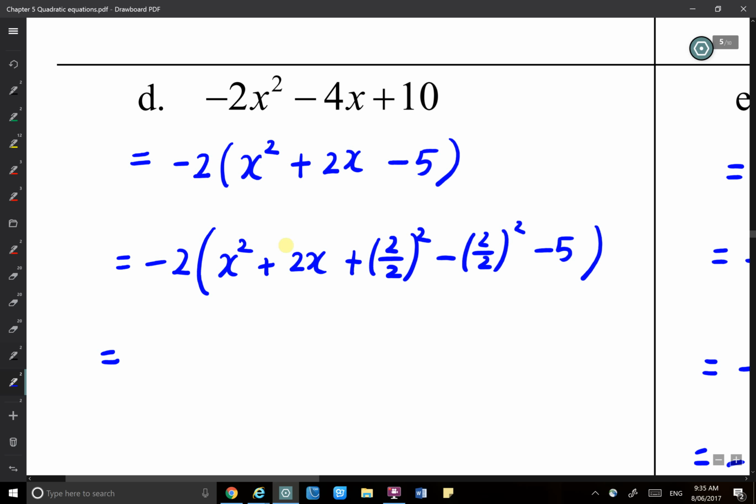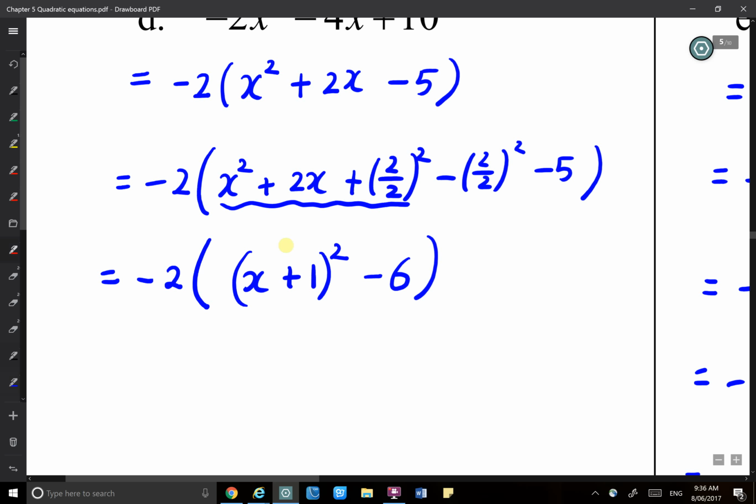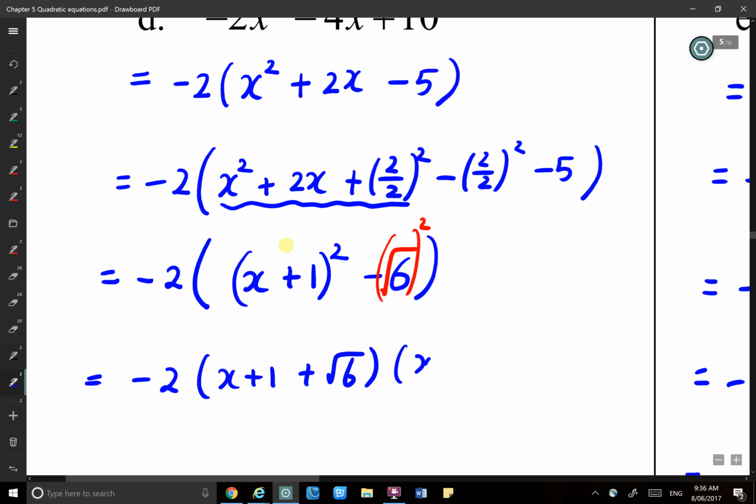And that will give me minus 2. Okay, we still have this bracket and this bracket here. For those 3 terms, I can put x plus 1 squared. Minus 1 minus 5, I'll have minus 6. Minus 6 can be written as root 6 squared. That is minus 2, x plus 1 plus root 6, x plus 1 minus root 6.